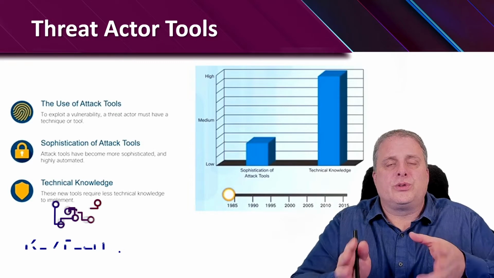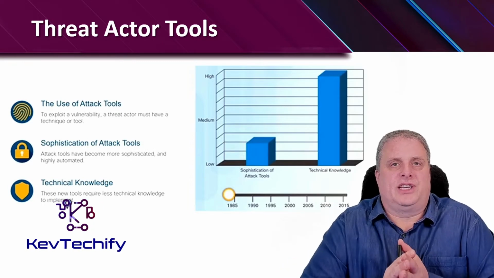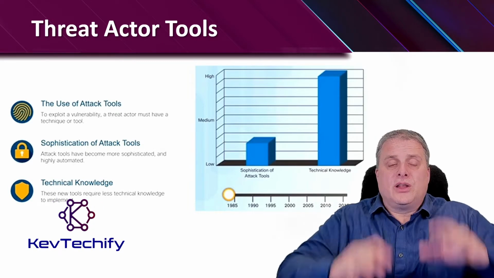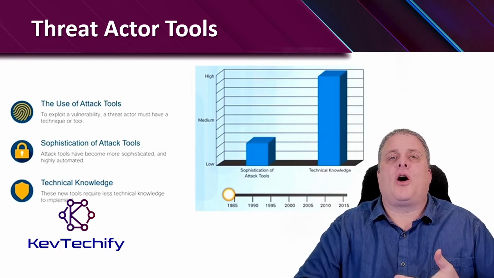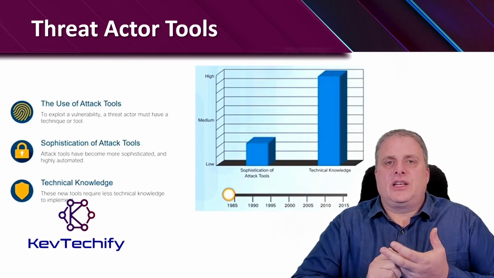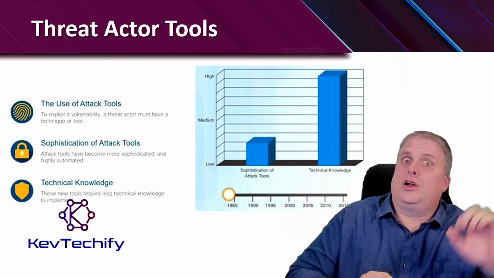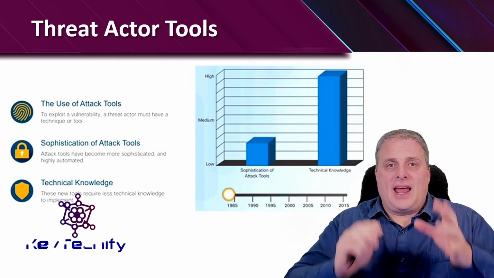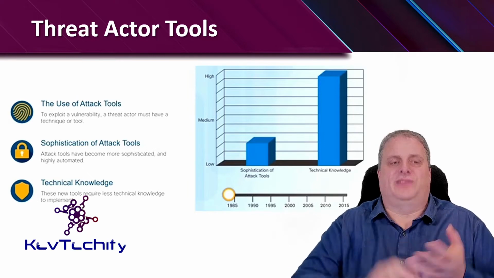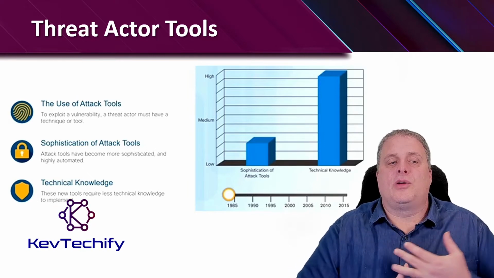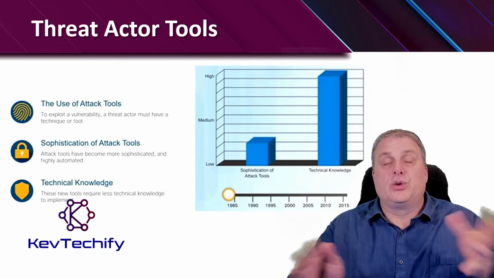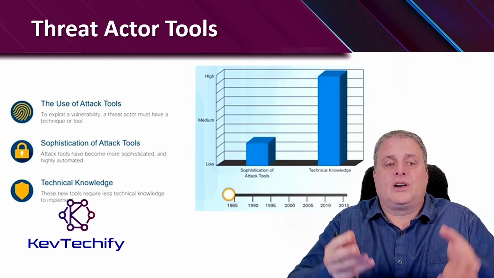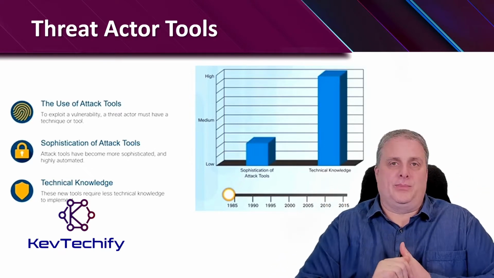And so those tools they had then weren't very sophisticated. Nowadays, those tools have become much more sophisticated and highly automated. The skill set to cause the same amount of damage long ago and today for that hacker has gone down because of the sophistication and the automation of those tools. These new tools require less technical knowledge to implement.